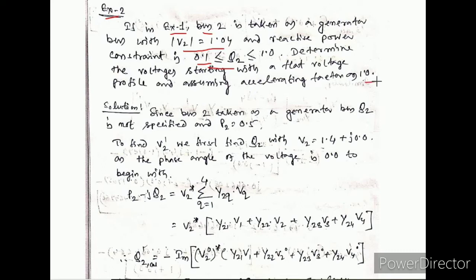As here the accelerating factor is given as 1, there is no need to update the value by using the accelerating factor. That means no need to use the equation Vp to the power k plus 1 is equal to Vp to the power k plus alpha into (Vp to the power k plus 1 minus Vp to the power k). This equation is not needed here, because whatever result comes after the iteration will be the final result, because the accelerating factor is 1.